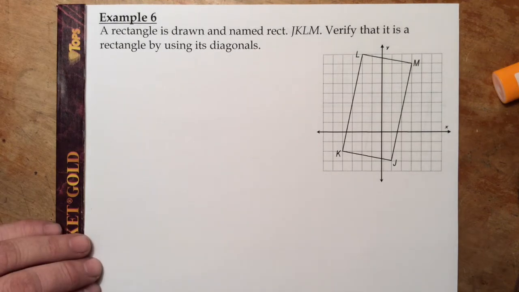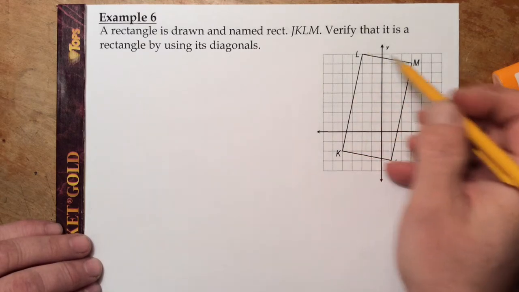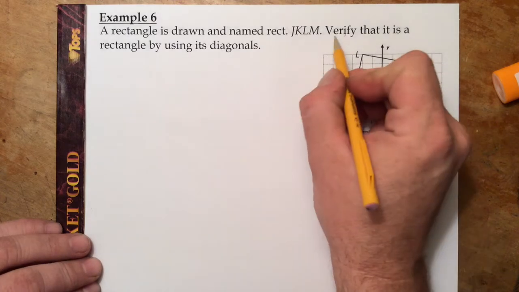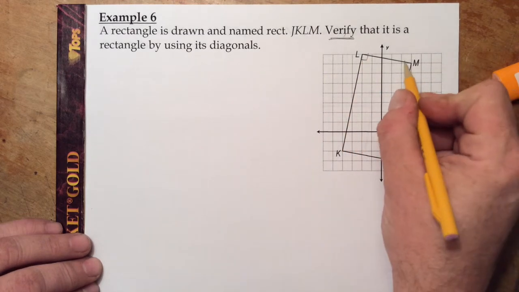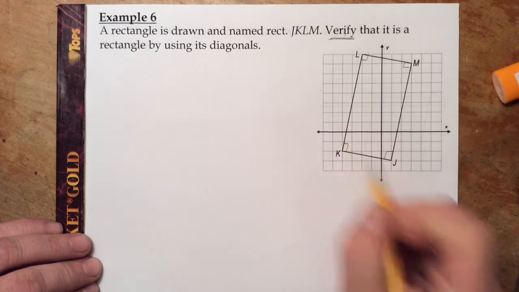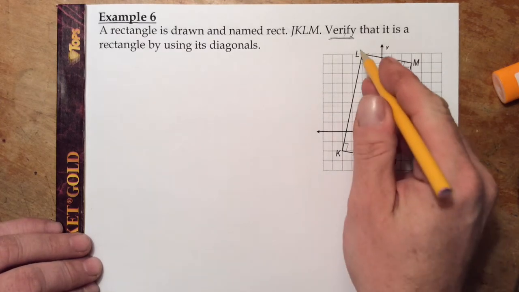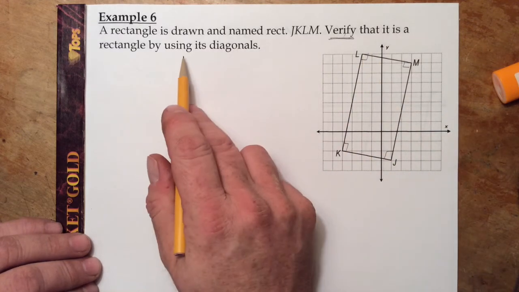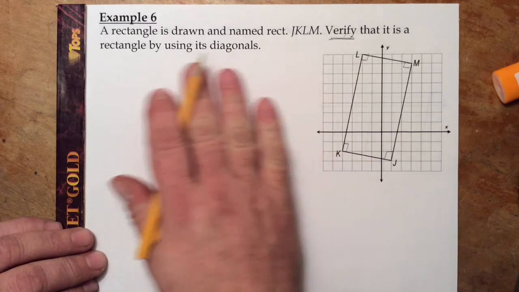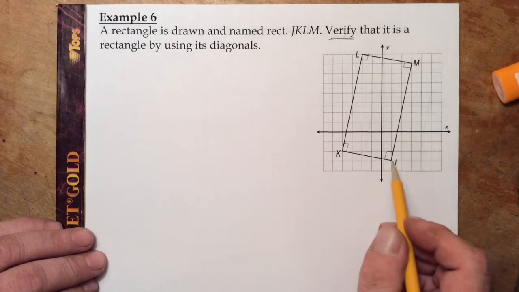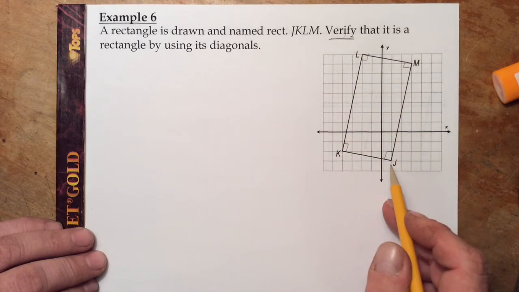Example 6. A rectangle is drawn and named rectangle JKLM. Right here. Verify that it is a rectangle by using its diagonals. So, a rectangle has all right angles. It is a parallelogram, a specific type, and the diagonals of a rectangle, since that's what we're trying to verify, if we can somehow connect those two diagonals together, we can make some kind of mathematical statement about them.